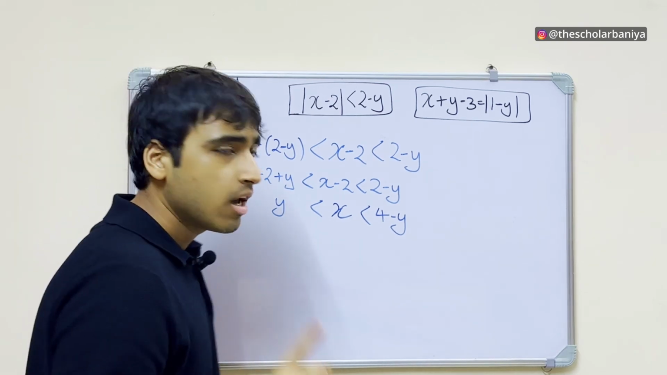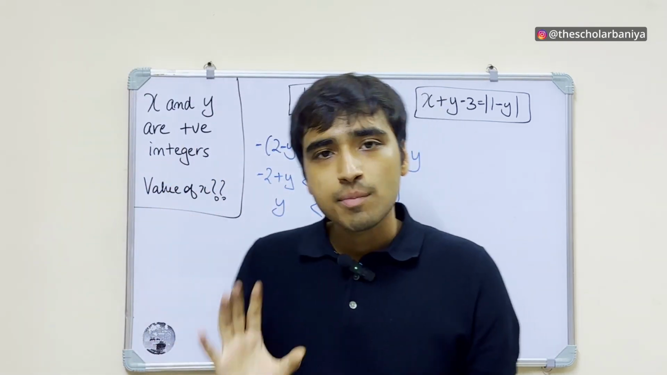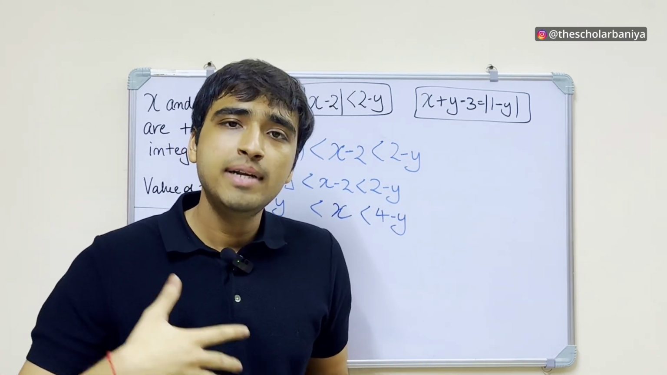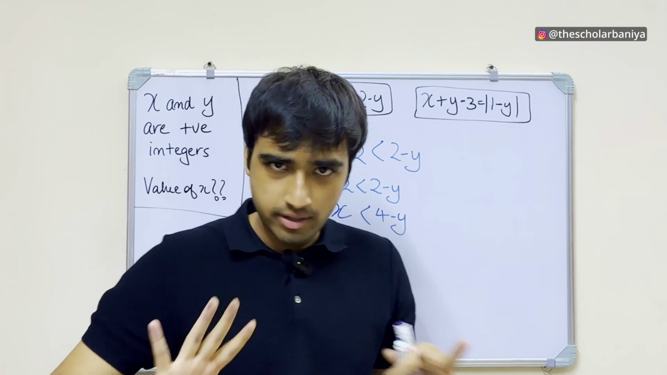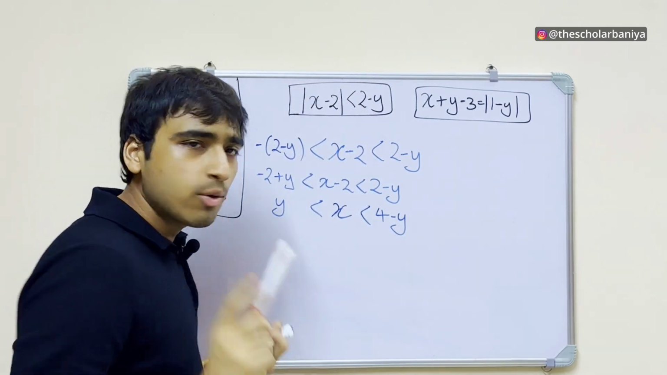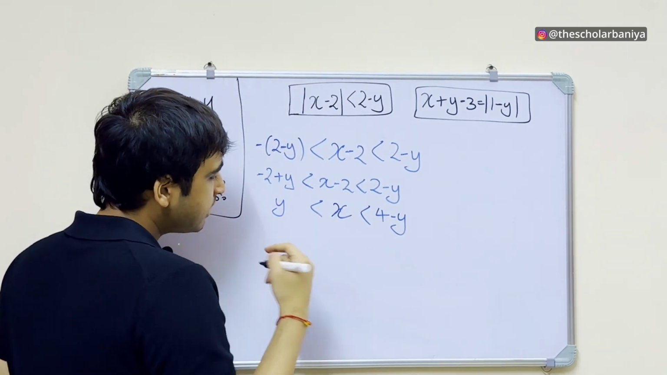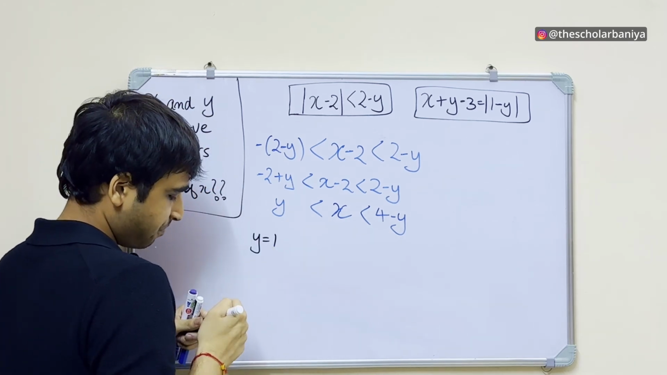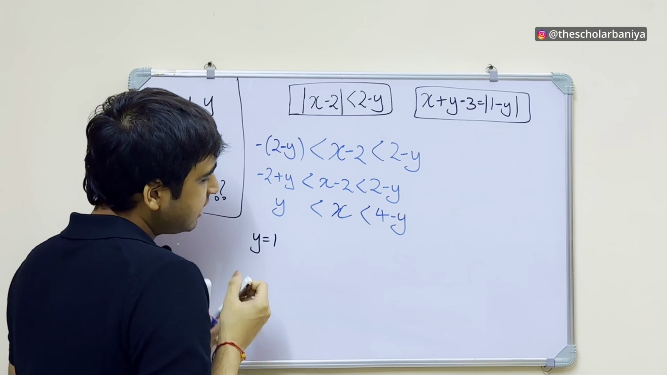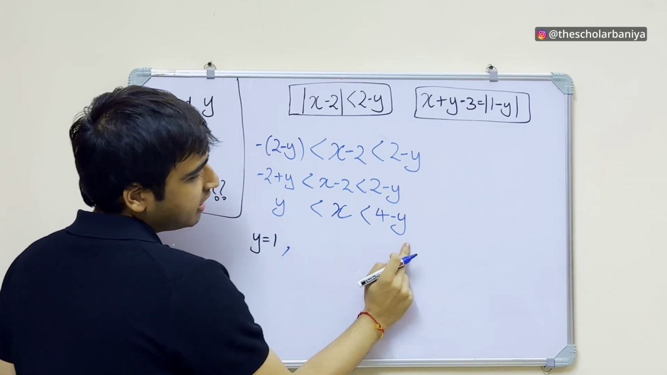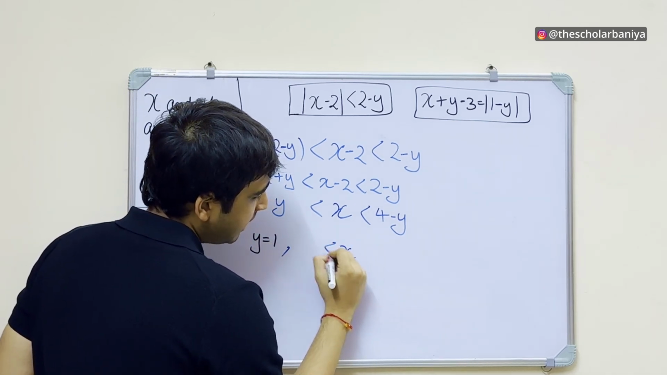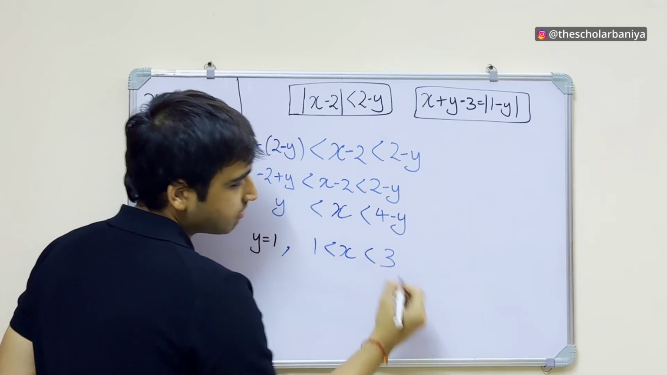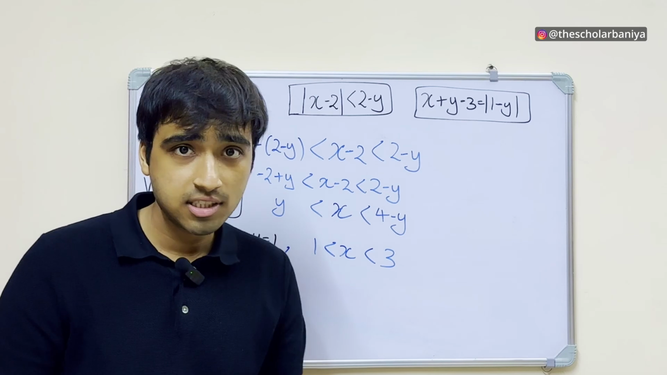Okay. We know that x and y are positive integers. That means x and y could be 1, it could be 2, it could be 3, it could be 4, right? Okay. Now tell me one thing. Let's assume that y is equal to 1, right? So if y is equal to 1, then what will this be? This will become x greater than 1, because y is 1, and less than 4 minus 1, 3. I hope this is very clear, right?